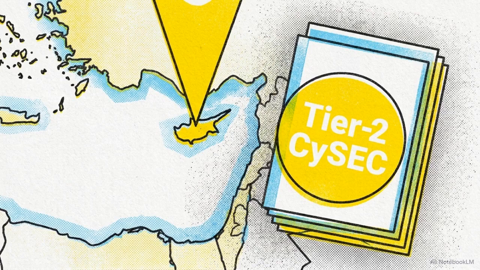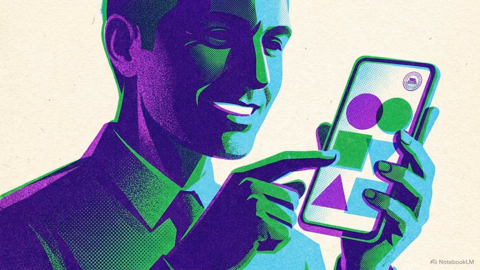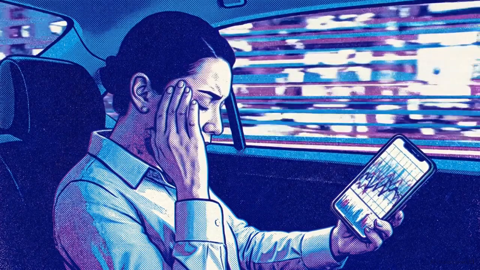These highly accessible platforms also tend to operate under Tier 2 regulatory oversight, like CySEC in Cyprus, rather than the strictest global authorities. As a capital-constrained beginner, you accept slightly worse pricing and protection in exchange for absolute convenience and the ability to start immediately. Then there is the copy trader.